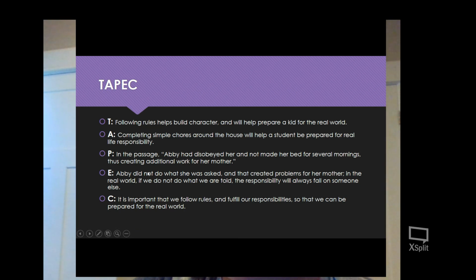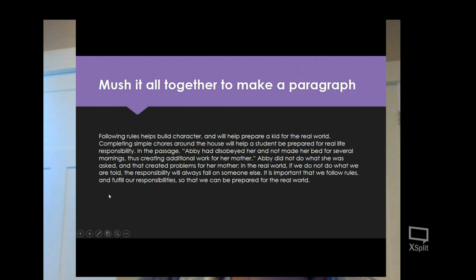Now, if you're going to write an essay, this would be a great place for a hook leading to another paragraph. But right now, we're just doing the simple basics of THC. Now, what do we do after we write it out in this format right here? We mush it all together to make a paragraph.